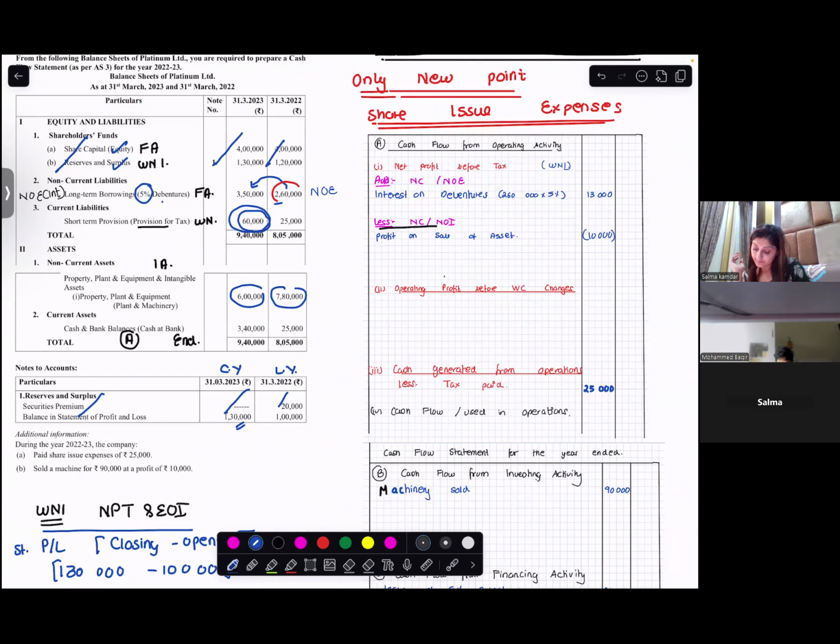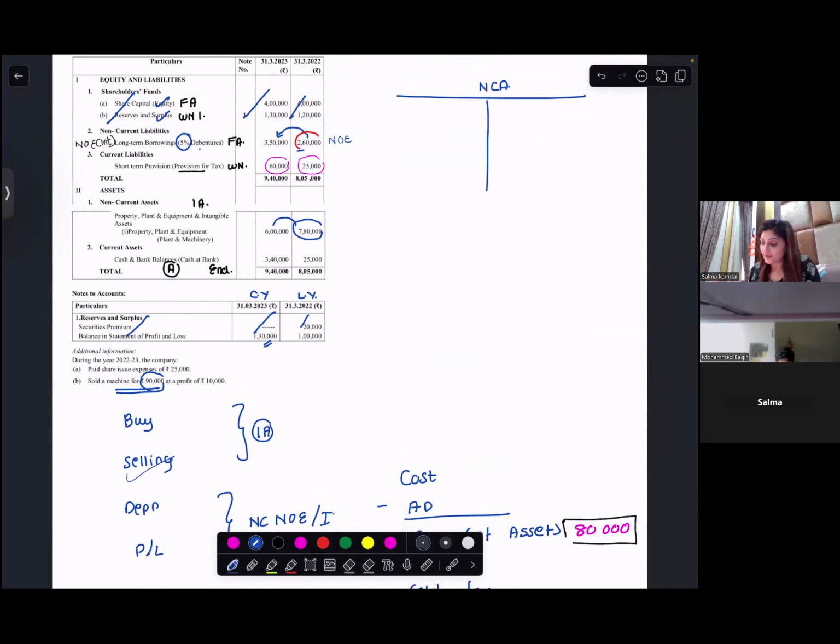Now I have the non-current asset account. They've not given me separate provision for depreciation. That means this asset account is maintained at which value? Book value. Opening balance, you write over here. Closing balance, you write over here. If you've sold, you write over here. If you purchase, you write over here. And depreciation, you write here. What is the opening balance of non-current asset? The book value, 780,000.